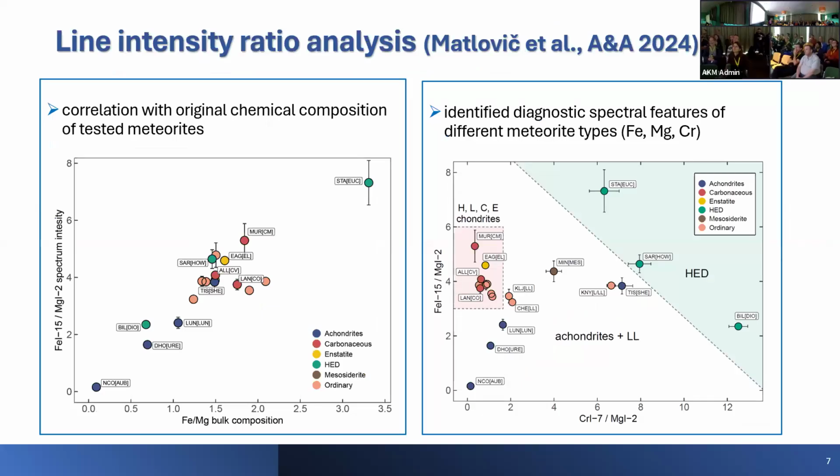In addition, we also found correlation between line intensity ratio and real chemical composition for other elements as well. And in terms of identifying some diagnostic spectral features for different meteorite types, we, for example, found that the relative intensity of iron, magnesium, and chromium can be used to distinguish between basaltic HED group of achondrites from other achondrites and ordinary chondrites.